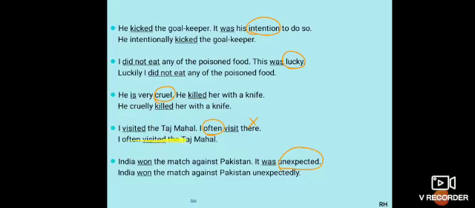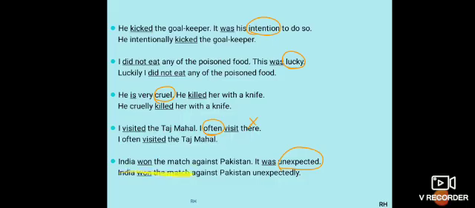I visited the Taj Mahal. I often visit there. So, visited is the first finite verb. Visit is the second finite verb. So, you got two finite verbs. Both are action verbs. Now, here he has told often. It shows frequency. How often do you meet? I often go there. Okay. So, it is, I often visited the Taj Mahal. Because there stands for Taj Mahal only.